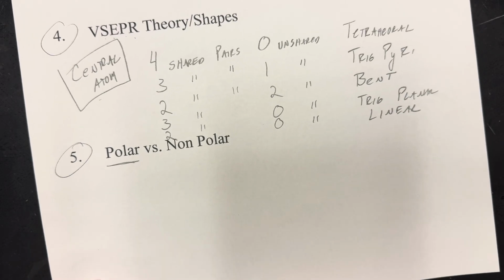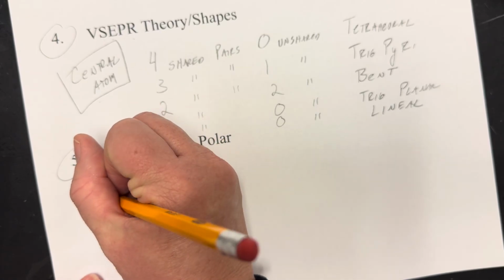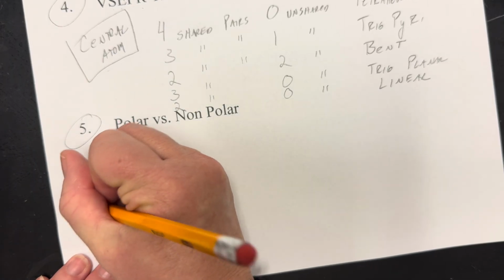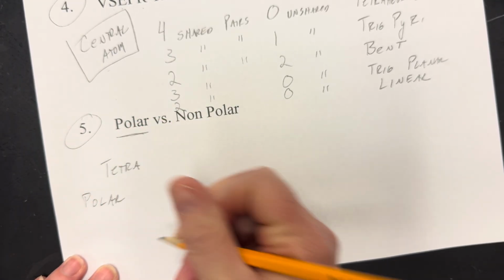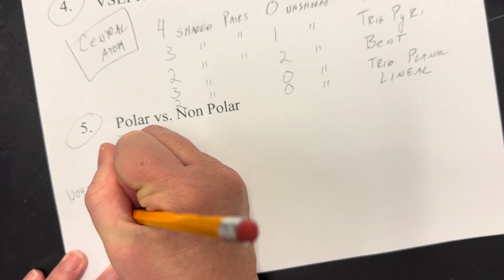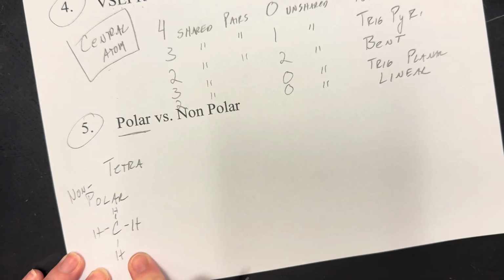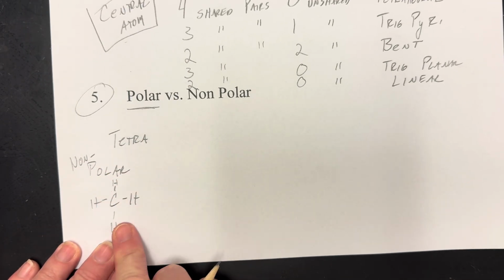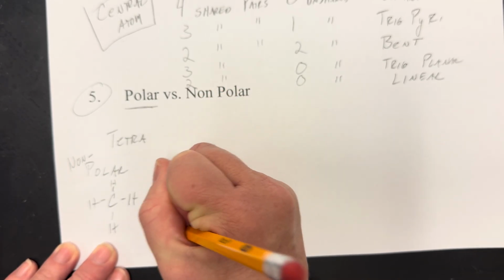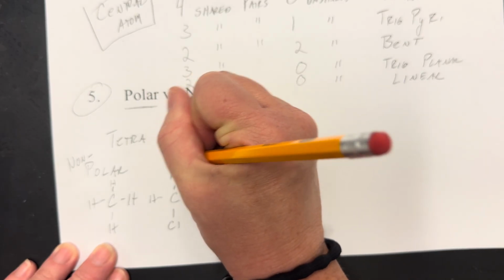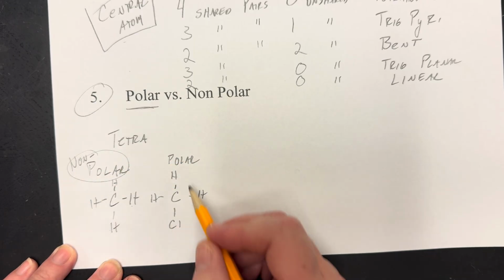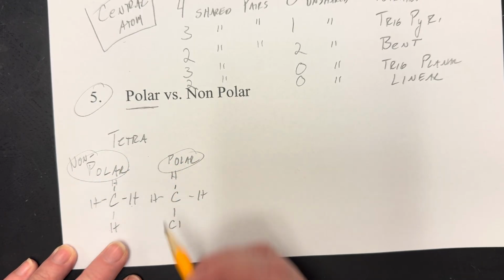As far as shapes, tetrahedrals can be polar or non-polar. They're going to be non-polar if everything around that central atom is the same. So for the example, methane here, that is a non-polar tetrahedral. But if instead of a hydrogen there, I have a chlorine, this one is going to be polar. So tetrahedral, if all 4 are the same, then you have non-polar. If any one is different, you're going to have polar.